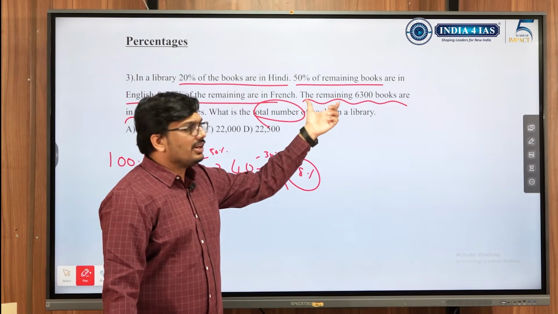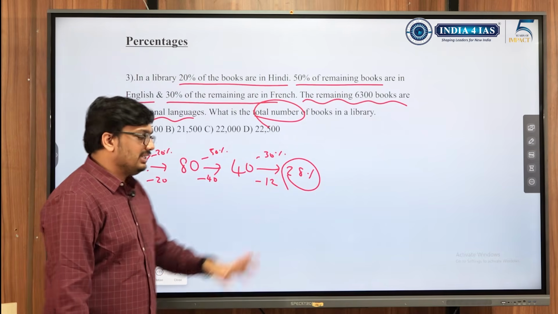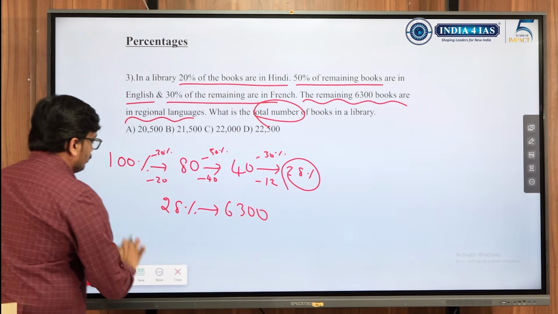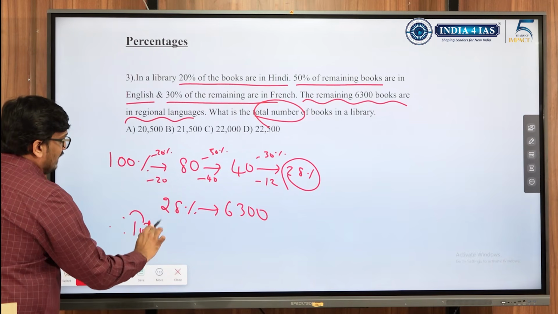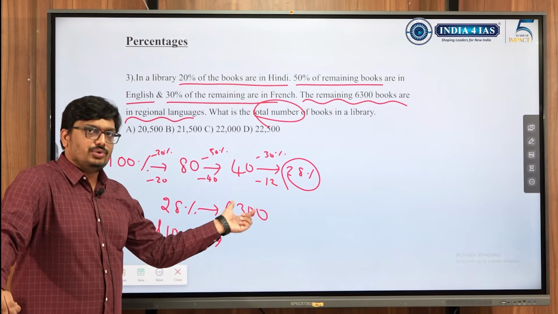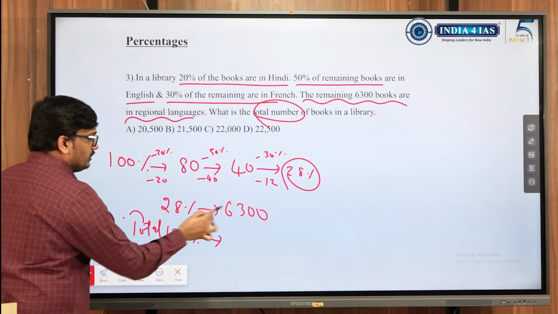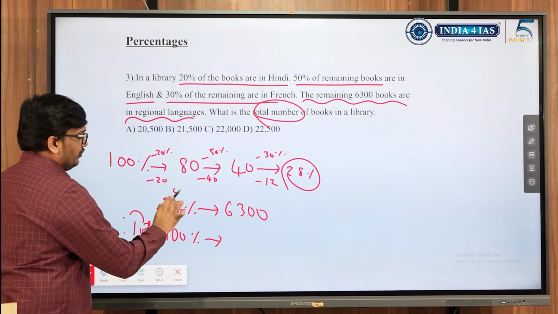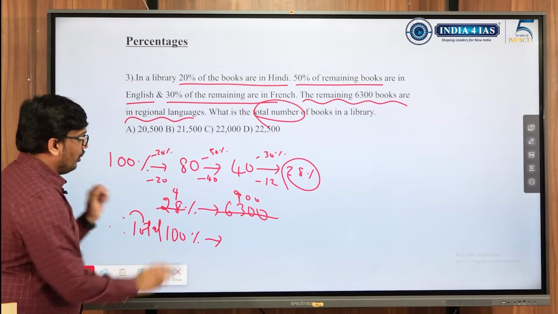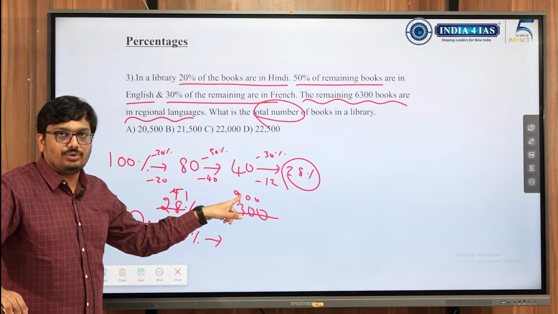Then read that one. The remaining 6300 books are in regional languages, means this 28% is nothing but 6300 books. So you should find total books in the library, that will be equal to 100%. Horizontally you can cancel if you find any common factors. Vertically 2. So 28 and 63, it looks like it is a multiple of 7. 7 4s are 28, 7 9s are 63, 00. Then 4 1s are 4, 25s are 100. 1% means it is equal to 900 books.